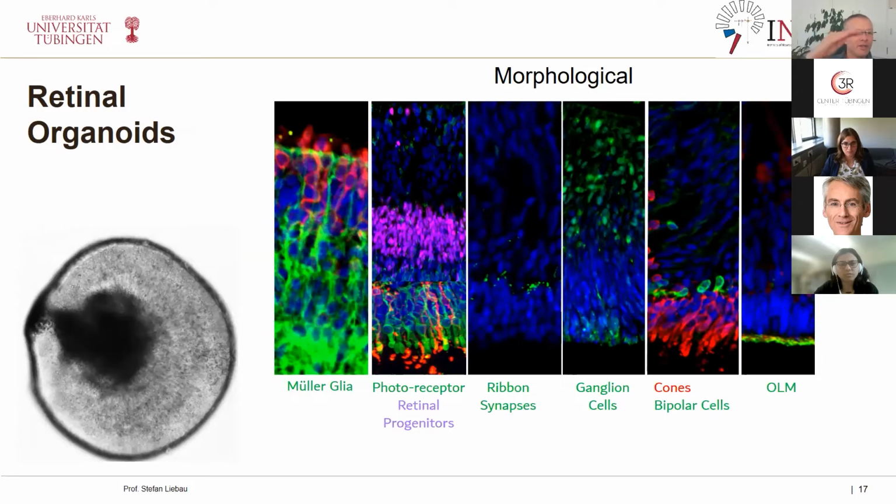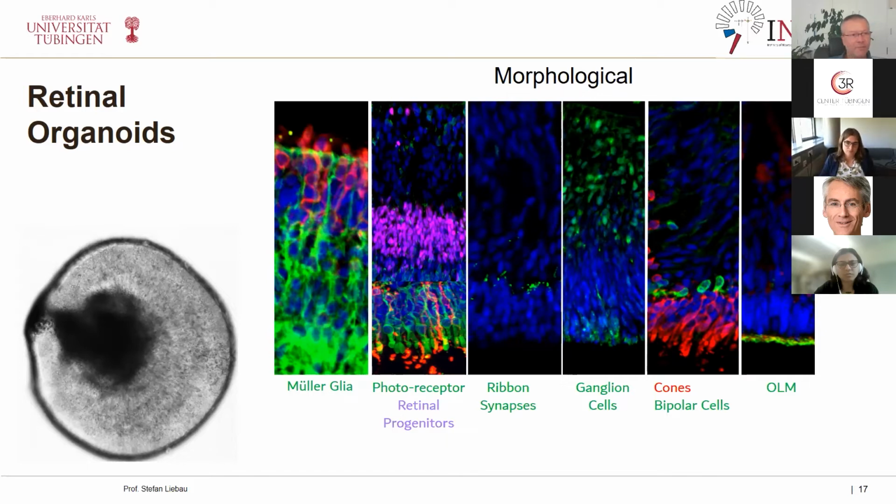So every little part of the retina, every cell type is laminated in the correct position, and all the cell types of the retina are there. So all the neurons and the non-neuronal cells. That makes it really, really nice to not only look at the morphology of these organoids, but also looking at comparable function and ultrastructural level.